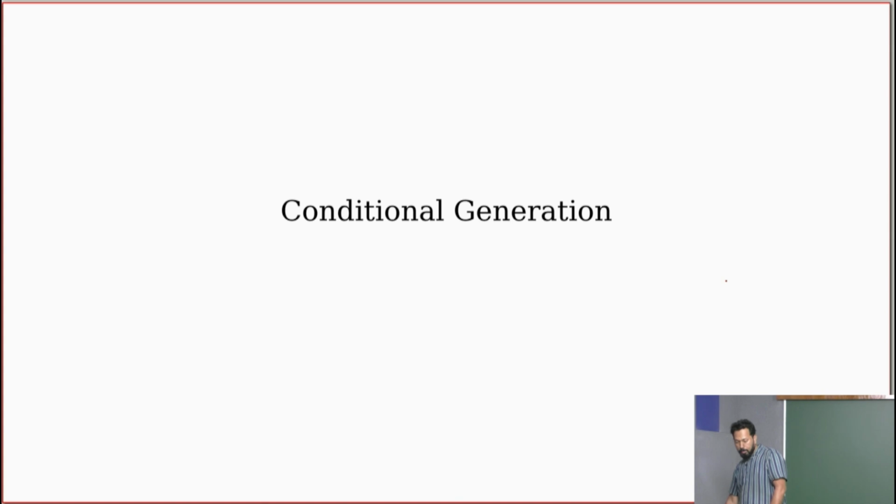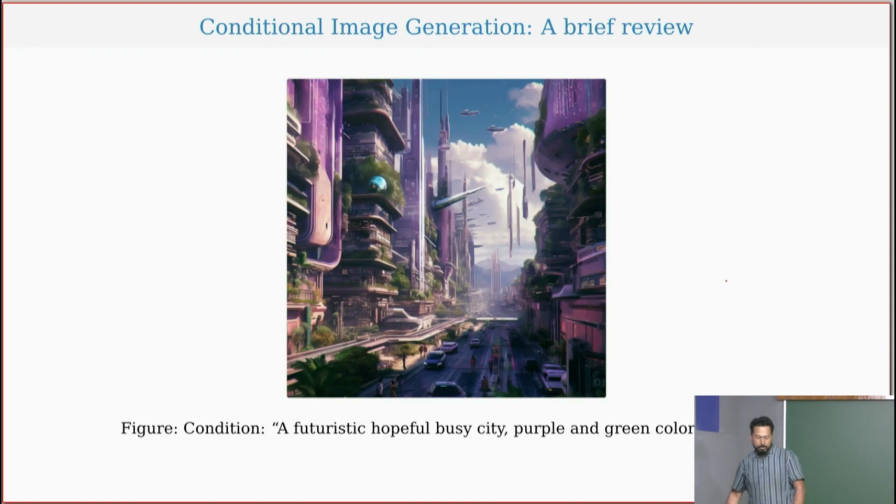Okay, now let us look into conditional generation. Just like in GAN, where we could generate a conditional image, we can now do that with VAE as well, obviously. So just to recall, conditional generation is about basically putting some condition. In this case it is text to image, right?